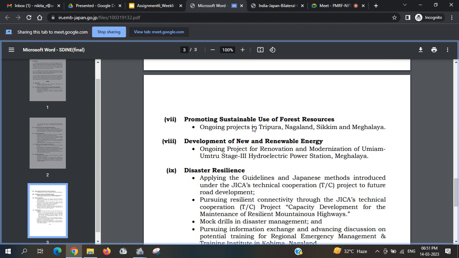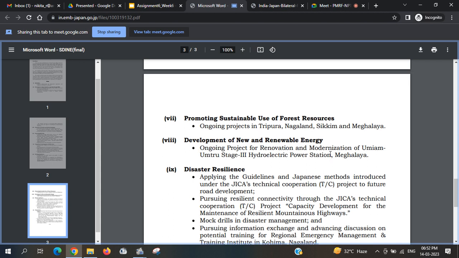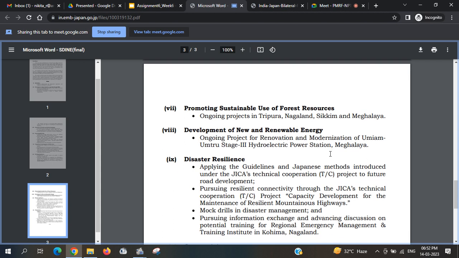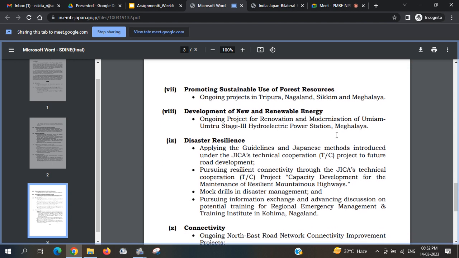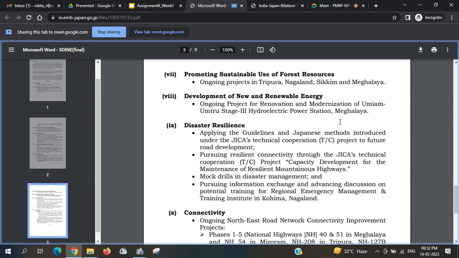Then for promoting sustainable use of forest resources, there are several ongoing projects in Tripura, Nagaland, Sikkim and Meghalaya. So these are all the states which have very substantial forest resources. So they are following several projects which promote the sustainable use of the forest resources in these states. Then for development of new and renewable energy, there are hydroelectric power station project in Meghalaya.